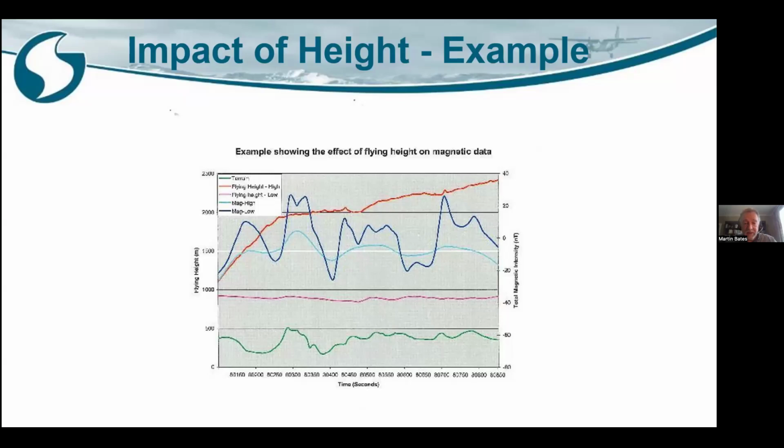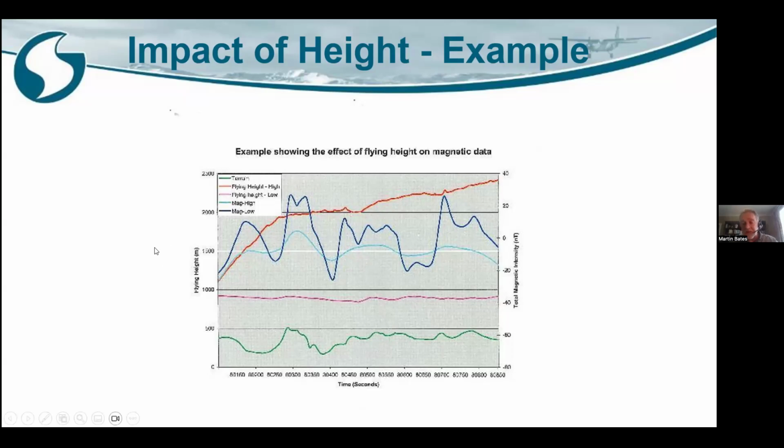So the light blue line is the magnetic signal from when we flew high, and the dark blue line is the magnetic signal from when we flew low. And you can see the relationship between the two, but you can see some of the detail is completely gone. The bigger anomalies are still there, it's still going up and down, but they're attenuated in their size. So that really tells you how important survey altitude is if you want to really stay low.